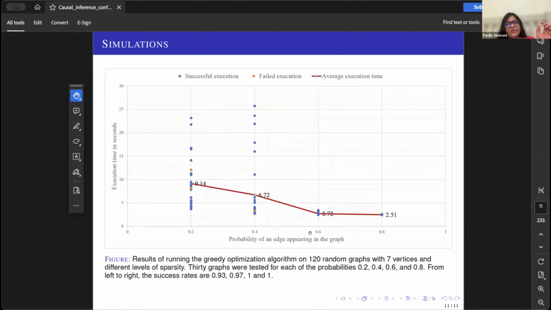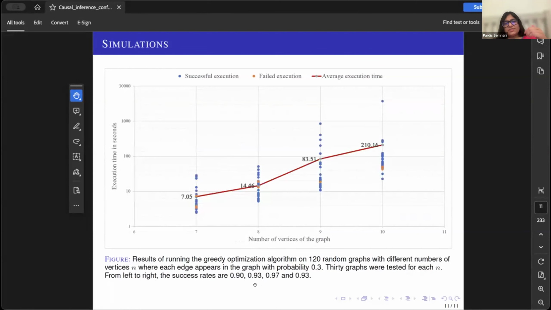Here we've tested our algorithm on 120 random graphs, each with 7 vertices, but with different levels of sparsity. The vertical axis shows the execution time of the algorithm in seconds, and the horizontal one shows the basic density of the graph, the probability of an edge appearing in the graph. As you can see, the denser the graph gets, the lower the running time of the algorithm becomes, surprisingly. And the success rate of our algorithm with these parameters is 93%, 97%, 100% and 100% respectively. So this is the same number of vertices, but different sparsity.